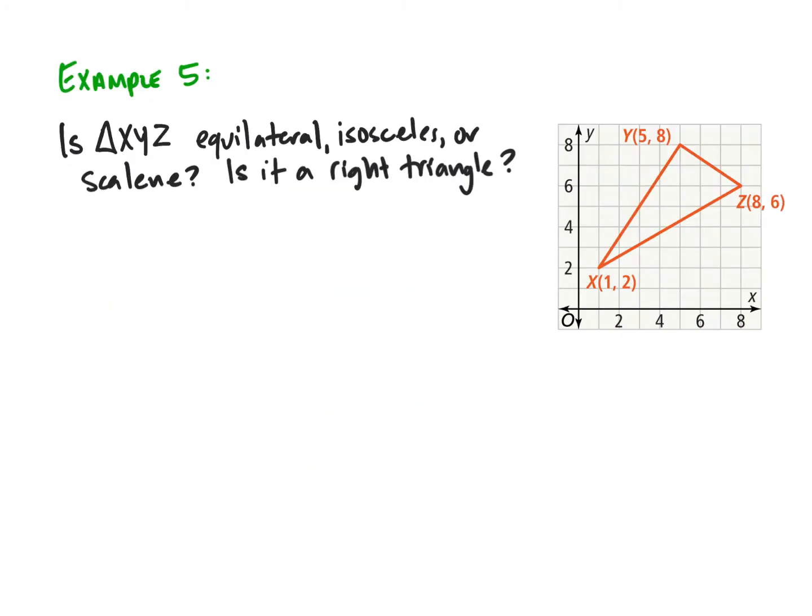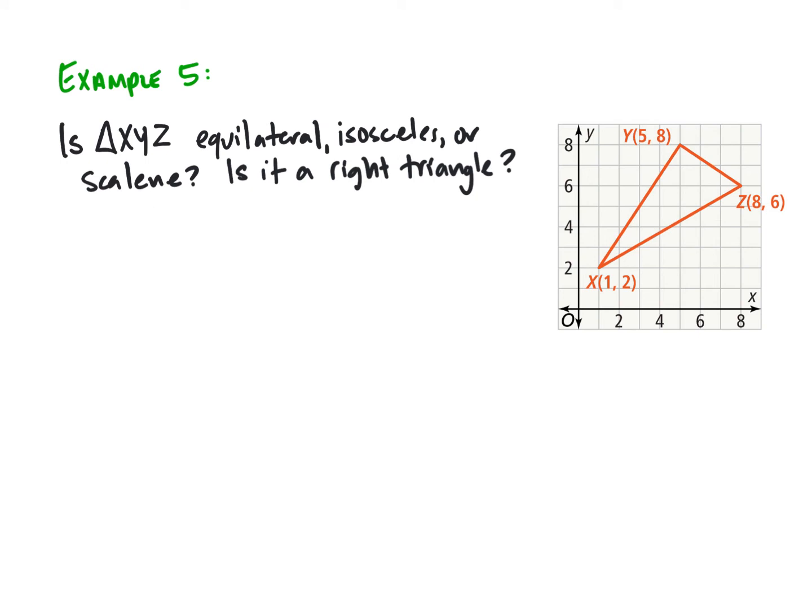Now in this last example, it asks us if this triangle, which is a new triangle, not the same one as we had before, is it equilateral, isosceles, or scalene, and is it a right triangle? Now the first question talks about the lengths of the sides, because equilateral triangles have all sides the same, isosceles have 2 sides the same, and scalene means that they're all different.